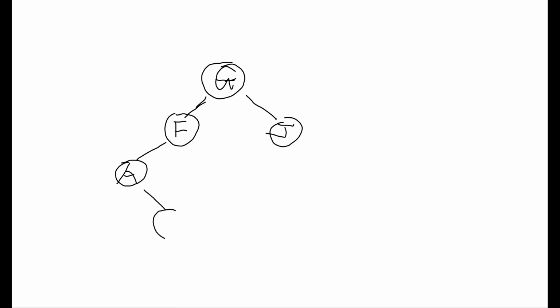We have letter G, then letter F on the left, and node J on the right. Then we have node A on the left and node E on the right. And over here, I have node H, and I have node O. Okay, I have this tree.